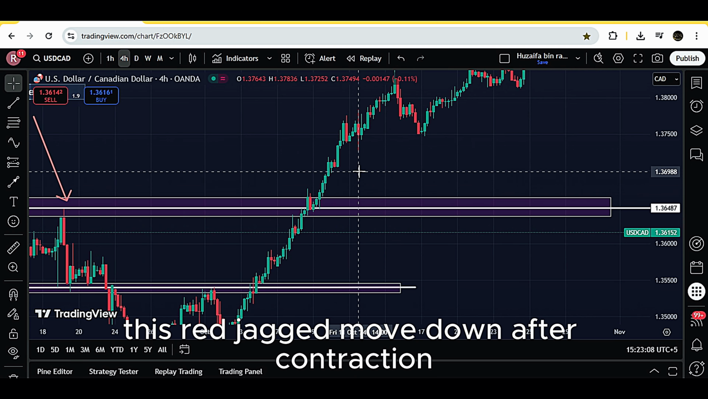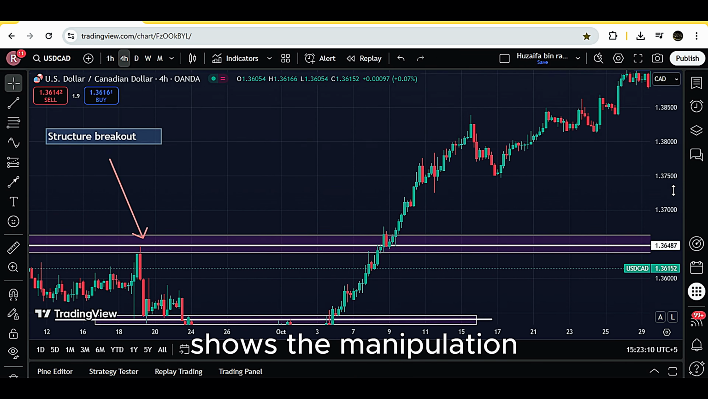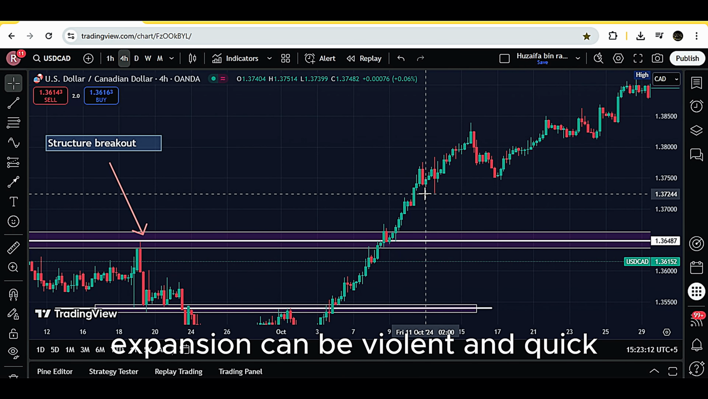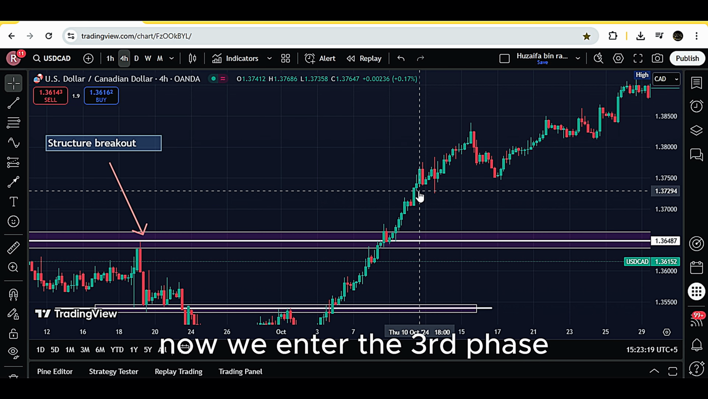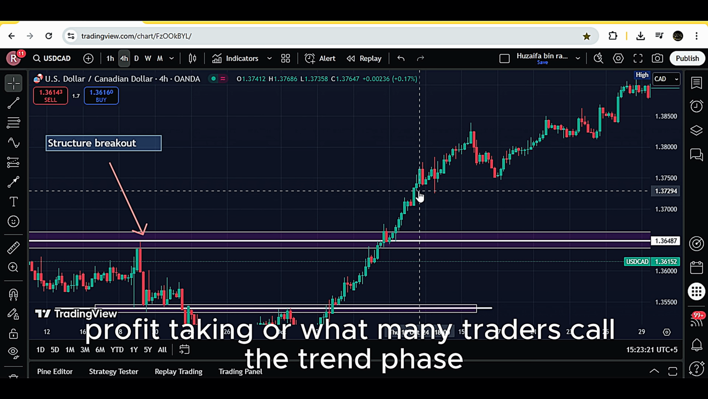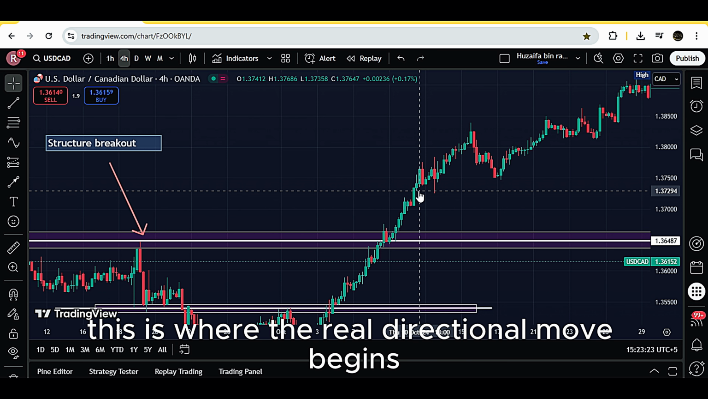This red, jagged move down after contraction shows the manipulation. Expansion can be violent and quick. It sets the stage for the real trend. Now we enter the third phase, profit-taking, or what many traders call the trend phase. This is where the real directional move begins.